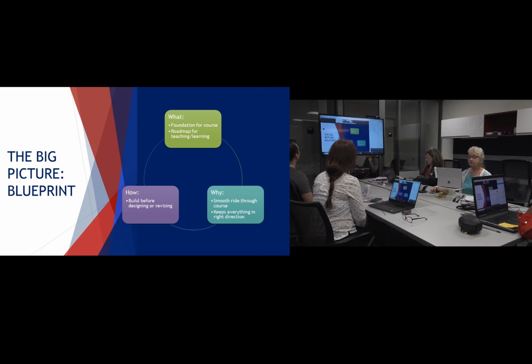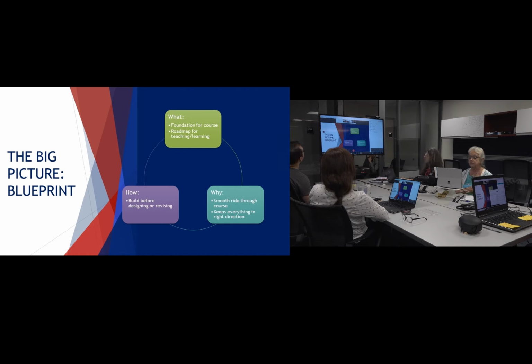So again, this is just an overview or a review, I suppose, of the blueprint that you just saw. It's a tool that we use to build before we're designing a course or before we are revising a course, but it provides the foundation for the course, and it gives everyone involved, the students, the instructor, everyone involved, a roadmap for where we're going and what it's going to take us to get there. And gives us a smooth ride through the course, keeps everything in the right direction.